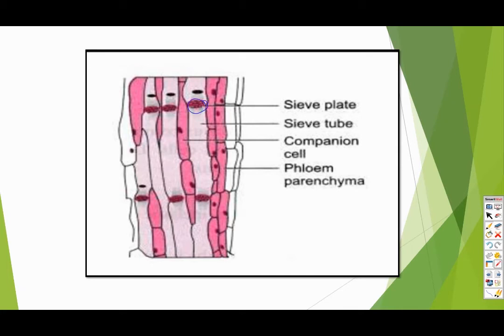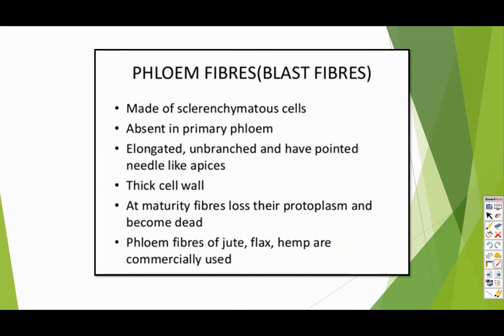Now moving ahead, the next one is your phloem fibers. Now coming to your phloem fibers, okay, they are usually called as your sclerenchymatous cells. What do we call it as? Sclerenchymatous cells. And they are usually absent in the primary phloem. So the primary phloem will not have your phloem fibers, okay, and they are elongated, unbranched, having pointed needle-like apices.